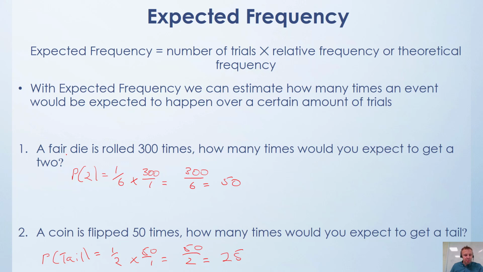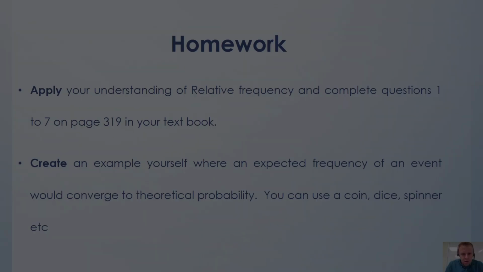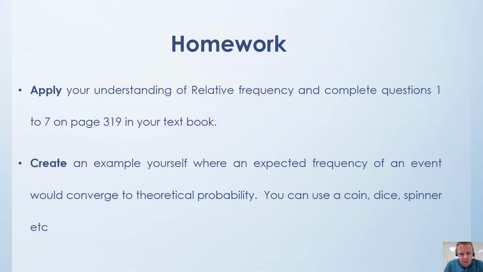So again, just to recap, if you roll the fair die 300 times, your expected frequency to get a 2 would be 50. And if you flipped a coin 50 times, your expected frequency for a tail would be 25. So this concludes the asynchronous lesson of relative frequency as part of the probability flipped classroom.